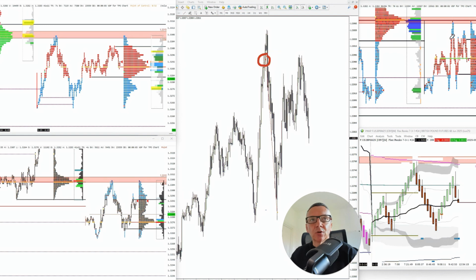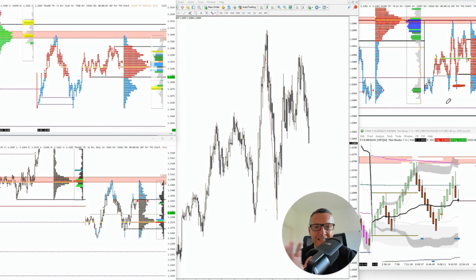So as price came up to this area here, I entered here, and look at that, take profit to the pip. And I took profit here, which was here.